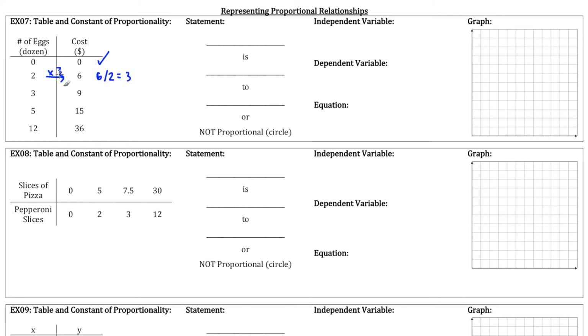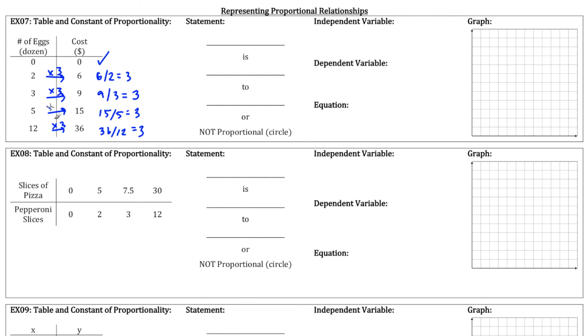So that's times 3. This is also times 3. Remember, if you didn't know it, or if it's decimal or something weird, you just divide. 9 divided by 3, which is 3. This one, 15 divided by 5 is 3, and the last one is 36 divided by 12 is 3. So these are all times 3.